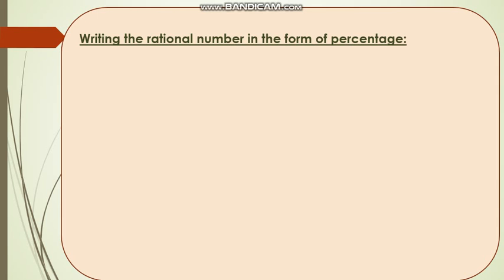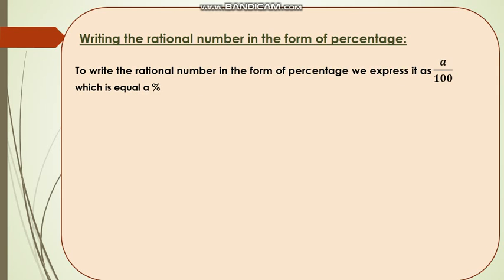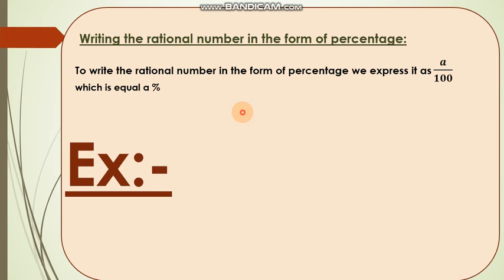Writing rational numbers in the form of a percentage. To write a rational number in the form of a percentage, we will express it as a over 100, which equals a percent. For example, 9 over 20 equals 9 over 20 times 100 over 100, which equals 45 over 100, equals 45 percent.